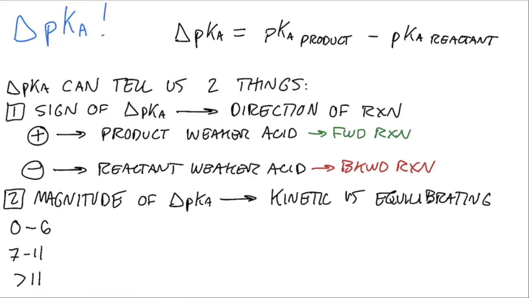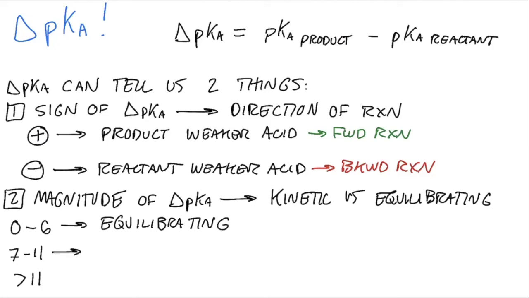So if the magnitude of your delta pKa is somewhere between 0 to 6, that means that there's not really that big of a difference between the strength of the two acids you're comparing. Because of that, the two species are going to be equilibrating back and forth with one another with relatively even populations on either side of your arrow.